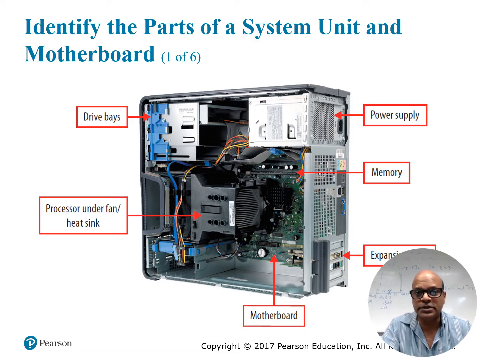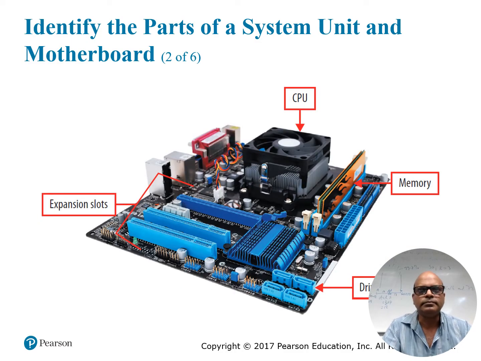The system unit is the case that contains the power supply, motherboard, processor, and the memory of the computer. Drive bays hold storage devices such as hard drives and DVD drives, and ports for peripheral devices such as a keyboard, mouse, or game controller connect to the expansion cards on the motherboard. The main circuit of the computer is the motherboard. The CPU sits on top of the motherboard.